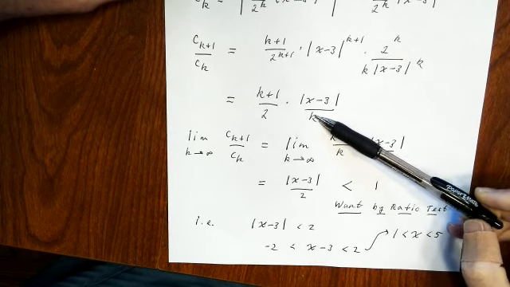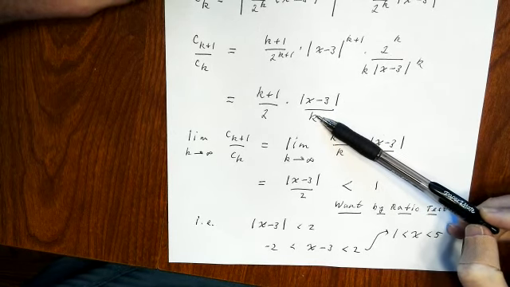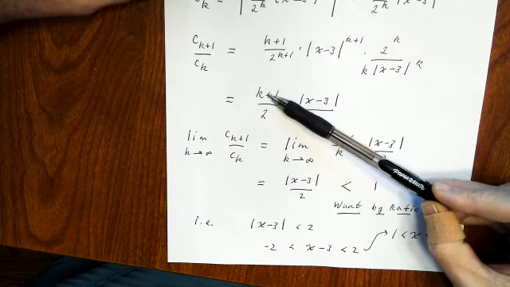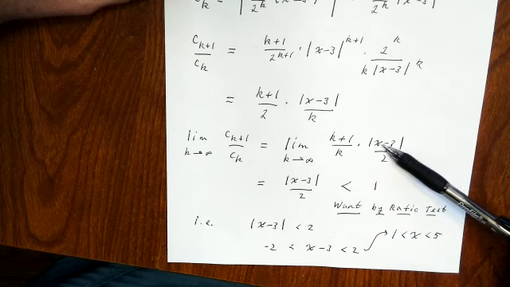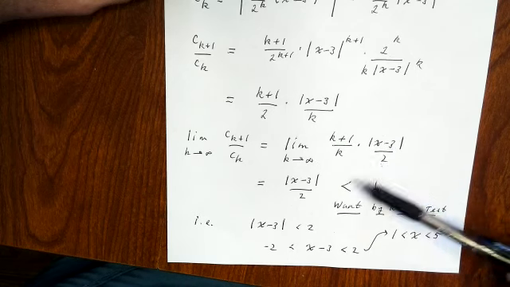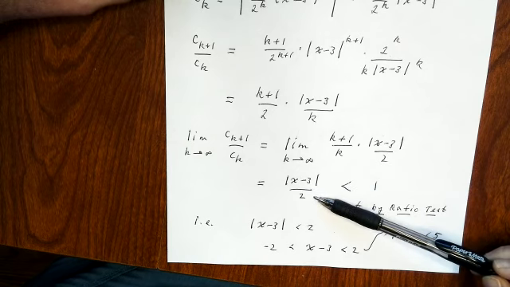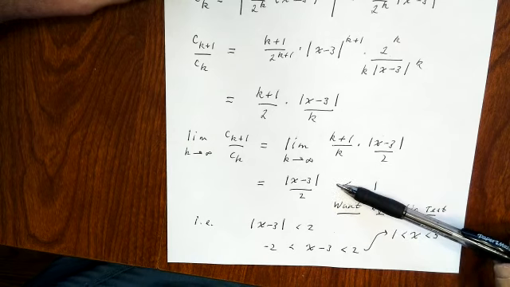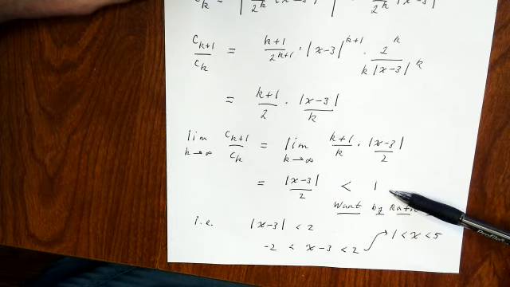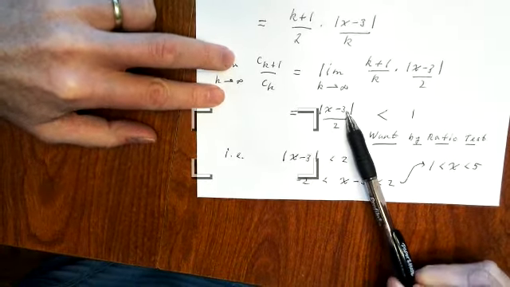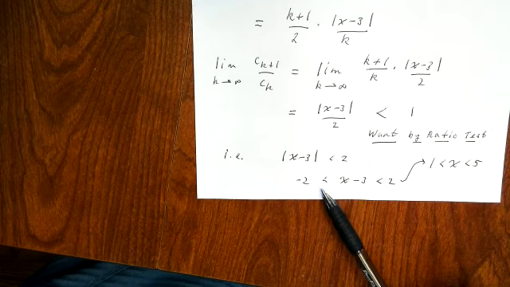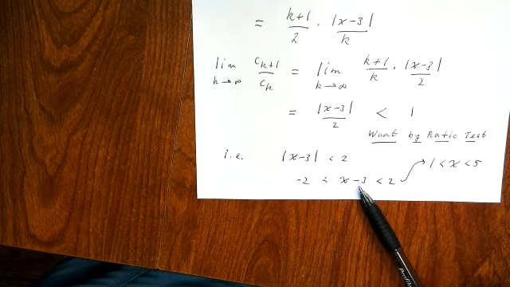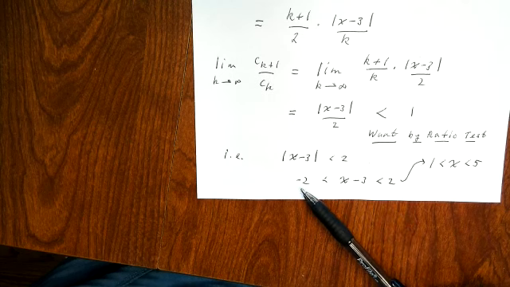Now, as k gets larger and larger, k, not x, but k, this 1 becomes relatively insignificant. So basically, we're left with 1 times the absolute value of x minus 3 over 2. So the absolute value of x minus 3 over 2, that's our L value. And in order for the series to converge, we want L to be less than 1. Now, the way we can make that happen is cross-multiplying: the absolute value of x minus 3 is less than 2, or using properties of absolute values, x minus 3 is less than 2 and greater than negative 2.